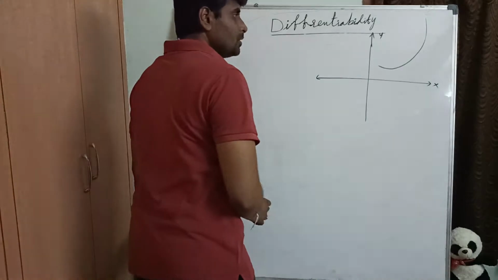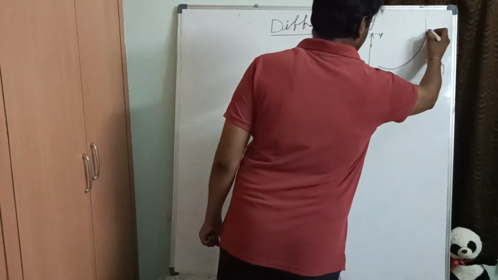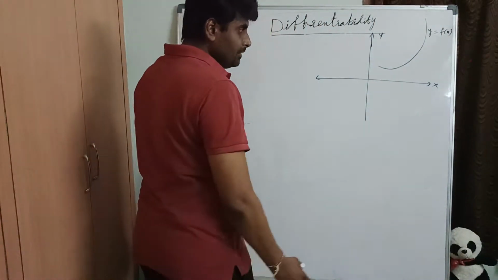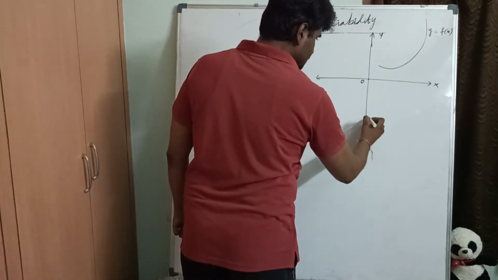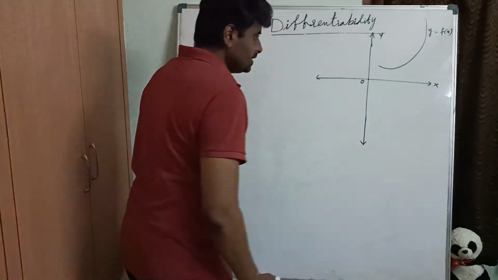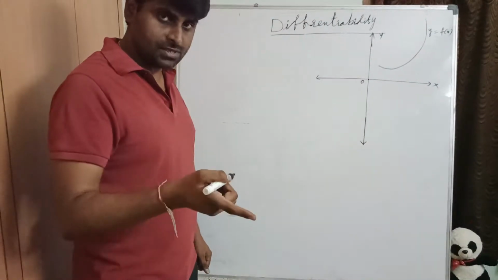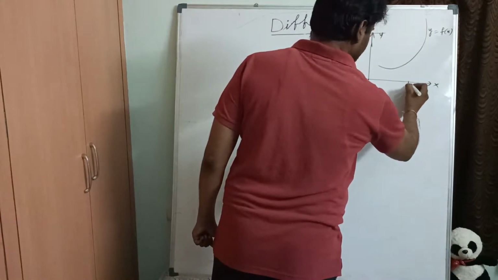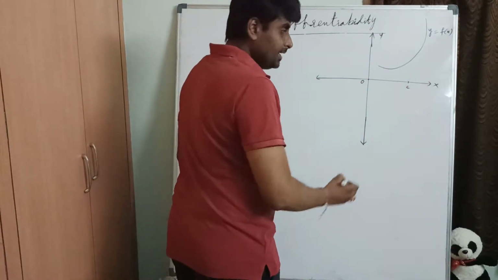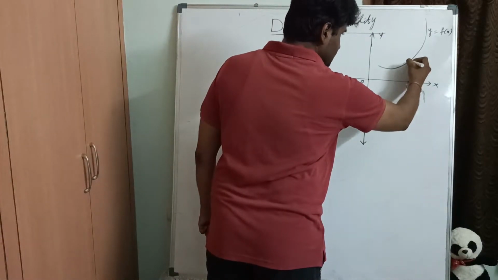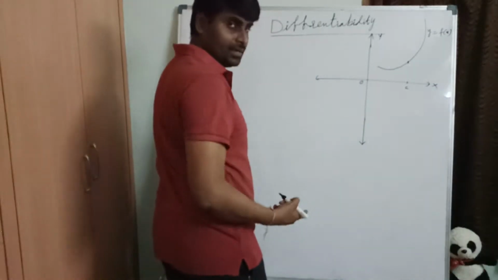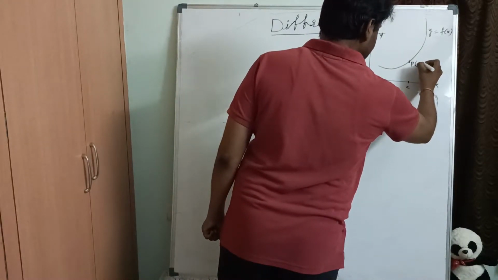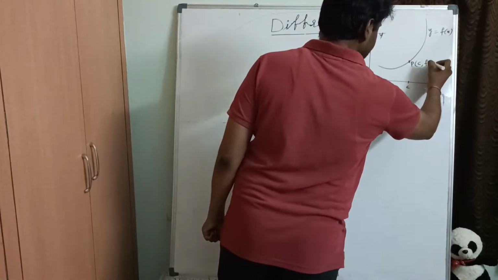Let me take this as y equal to f of x. Now let me take the point where we are going to check whether that function is differentiable or not, at x equals c. Let me take one point c here, and let me take its image on this curve. What is the image of c? Generally f of c, correct? So can I write this point as c comma f of c?